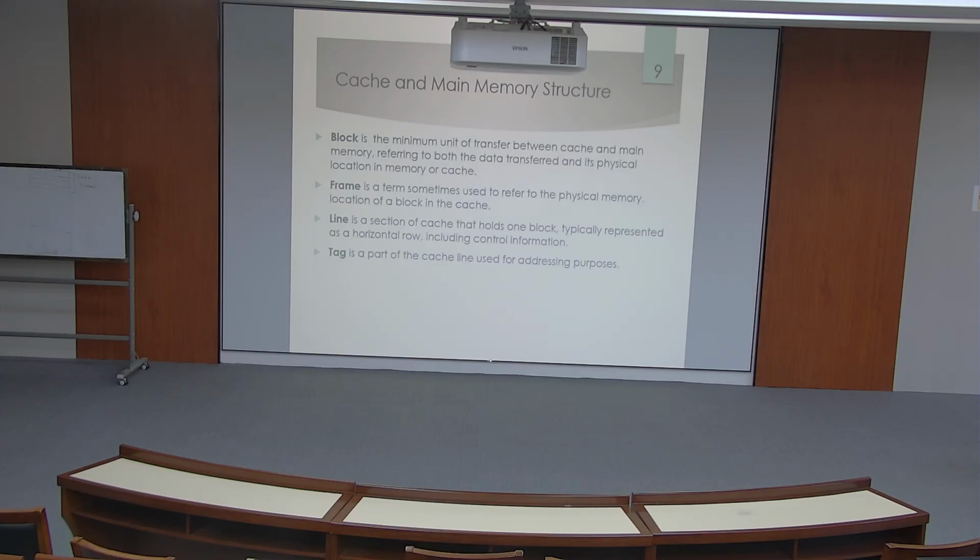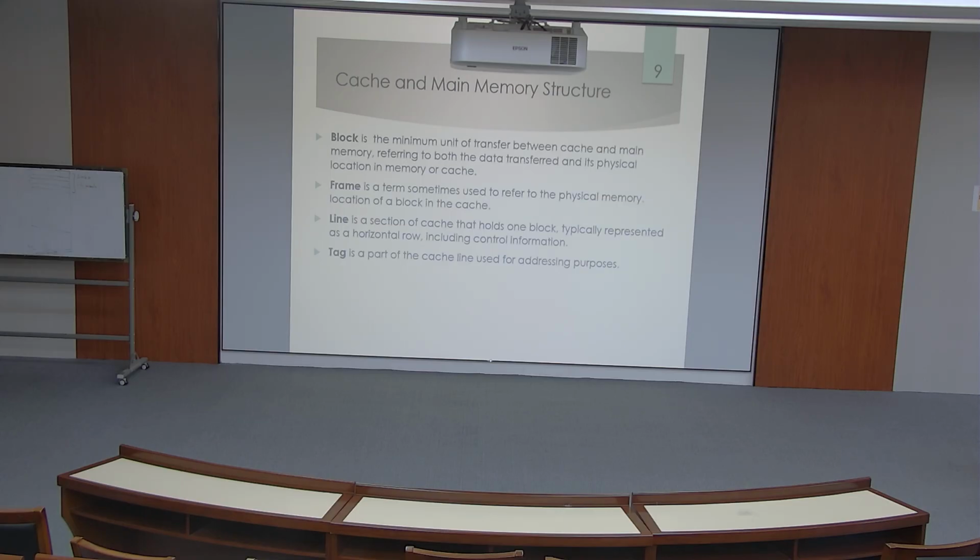What is the physical location of the cache? That is a frame. Then we have a line. A line is a section of a cache that holds one block. You see, this is a line of cache that holds what we call one block, and it is typically represented by a horizontal line. It does also include control information. We're going to learn about this.